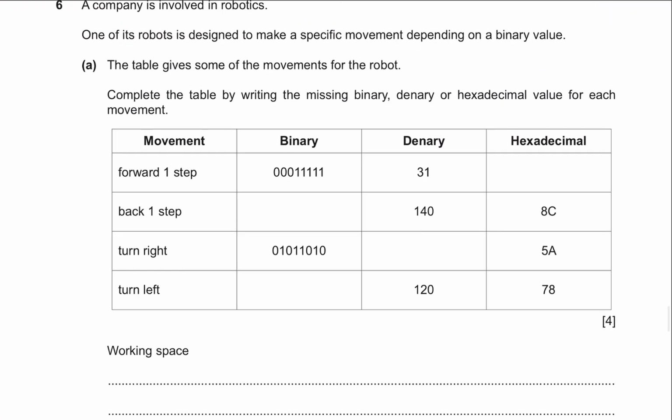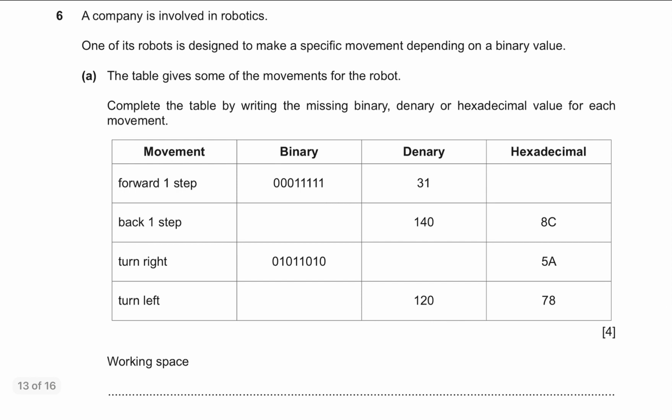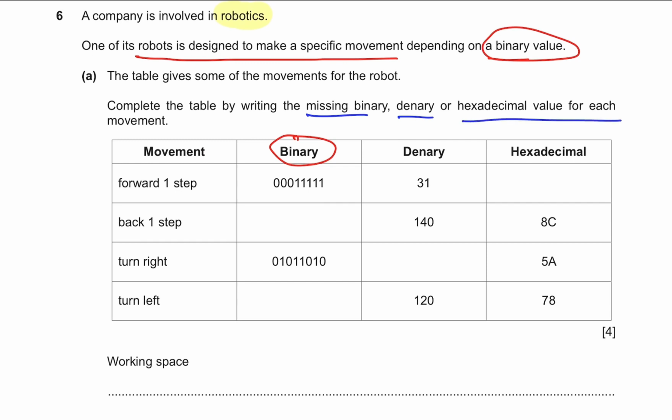A company is involved in robotics. This comes in your enhanced robotics topic of O-levels paper 1. One of its robots is designed to do a specific movement depending on a binary value. This is the binary value. The table gives some movements for the robot. Complete the table by writing the missing binary, denary, or hexadecimal value for each movement. When I speak about this one, it's really easy.